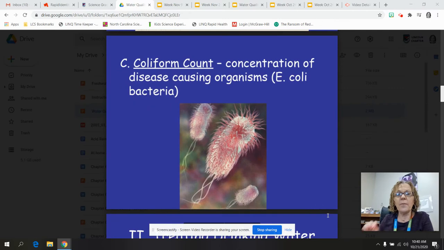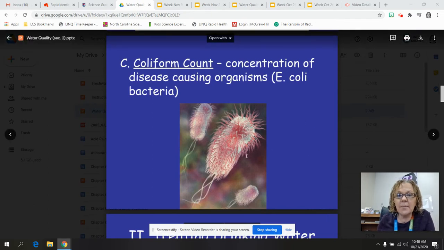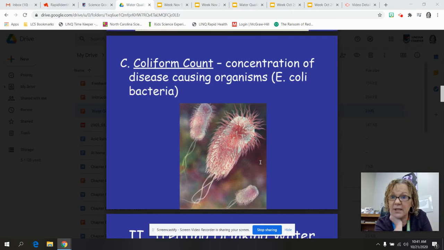All right, coliform count is very, very important in our water quality. This is the concentration of our disease-causing organisms, especially they're looking for E. coli. E. coli, and yes, that is a little E. coli bacteria cell, okay? It looks like a little hairy monster, and that's kind of what it is, because it can make you very, very sick.